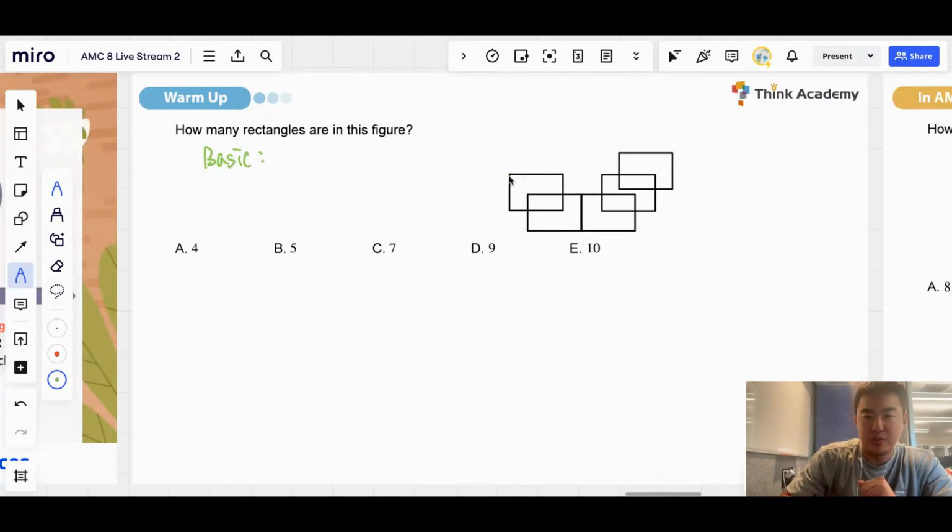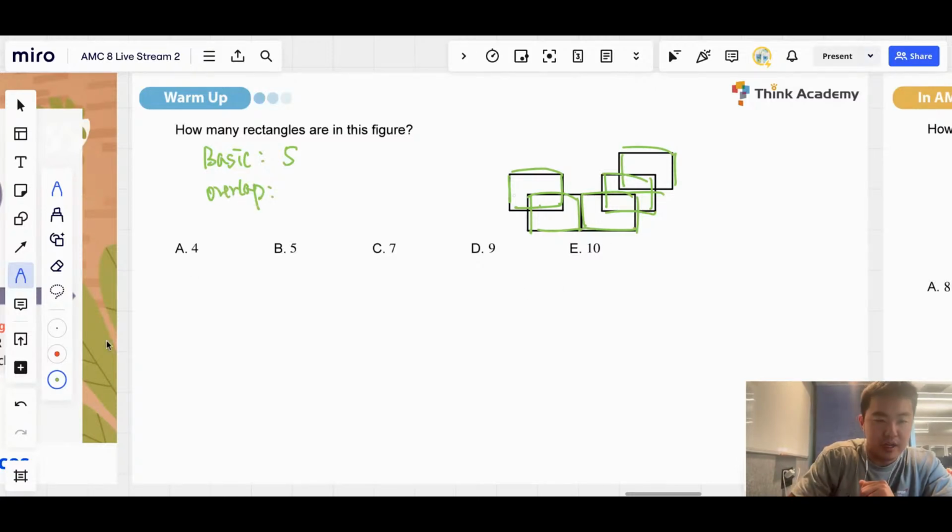So first, there's 1, right? This is our second rectangle. This is our third, and this is our fourth and the fifth. So basic, we have 5, right? That's not hard for this part. Then we can count the ones that are the overlap part of 2 basic rectangles. I will say they are formed by overlapping.